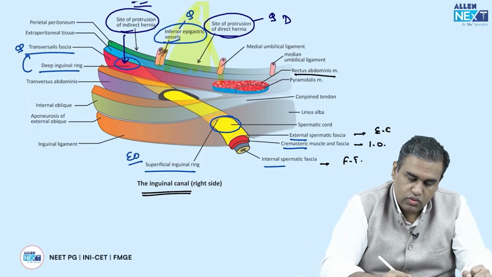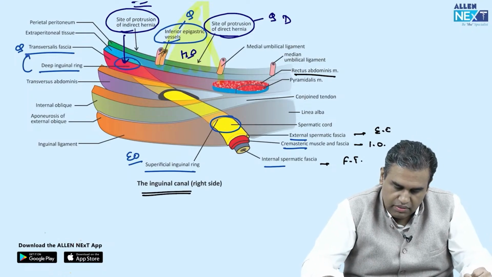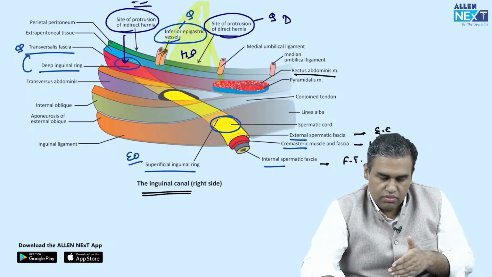So this is Hesselbach's triangle. This is what? This is Hesselbach's triangle over here. ठीक. बाकी तो you have the walls of the inguinal canal. आगे एक्सटर्नल ऑब्लिक है. रूफ किससे बनी?